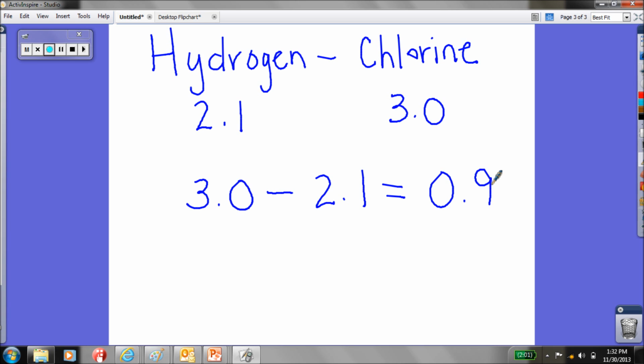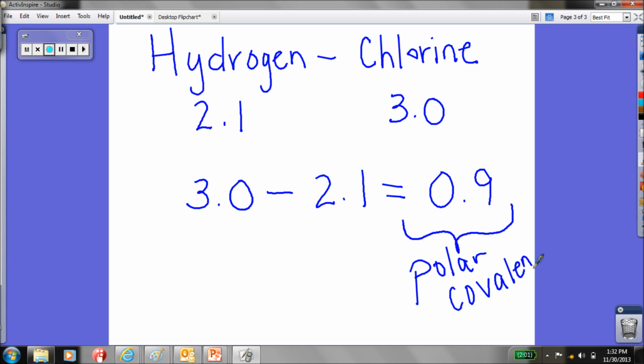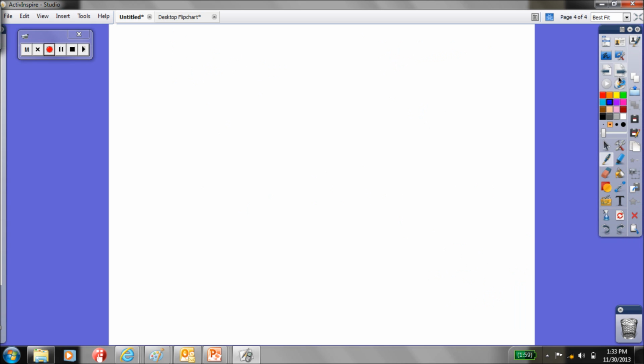It's too big of an electronegativity difference to be covalent, but it's less than 1.7, so it's not quite large enough to be ionic. And so what this is going to be is a polar covalent bond. So covalent means that they're still going to share electrons, but polar means they're not going to share them equally. And so let's go ahead and draw our molecule.